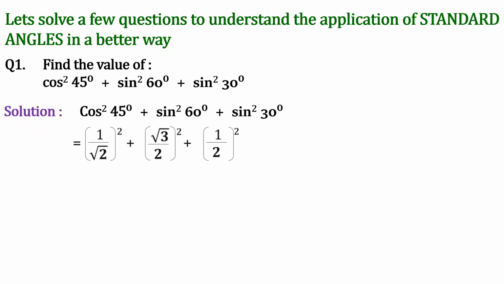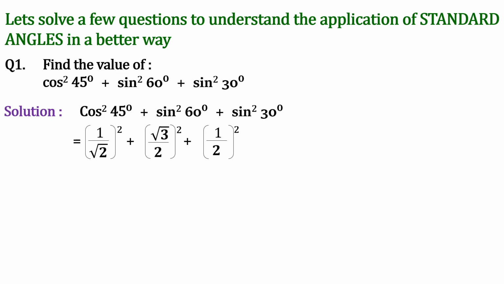First thing is we will replace the values. Cos 45, we know it is 1 upon root 2. Since it is cos square 45, it will be 1 upon root 2 whole square. Plus, what is sine 60? It is root 3 by 2, so sine square 60 will be root 3 by 2 whole square. Then we have sine 30. Sine 30 is 1 by 2, and in the question what is given? Sine square 30. So it will be 1 by 2 whole square.